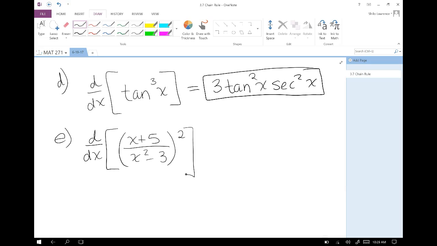X plus 5 over x squared minus 3, and the whole thing is squared. It's going to be a quotient rule inside of a chain rule. But the first thing we're going to see is that there's an inside function and there's an outside function. So don't worry about the quotient rule yet. If we see there's an inside and an outside, we do the chain rule.